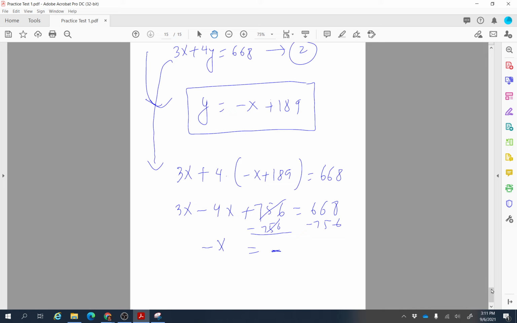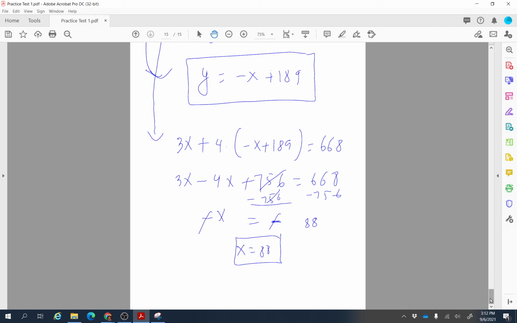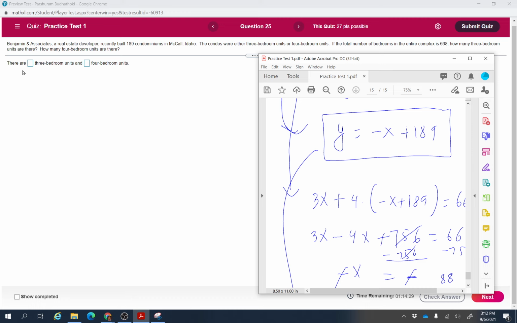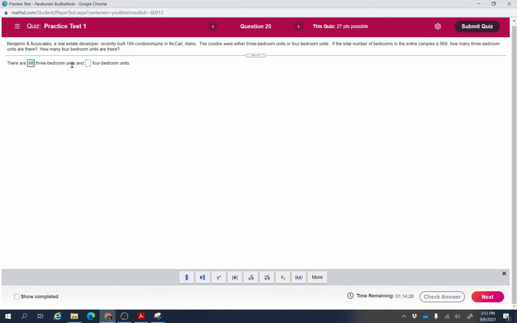So it's negative 88. If we multiply both sides by negative 1, x is 88. The number of 3-bedroom units is 88. What about the 4-bedroom units? What is y? Y is negative 88 plus 189, which is 101. So there are 88 three-bedroom units and 101 four-bedroom units.